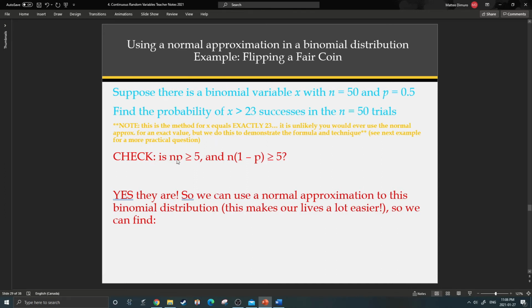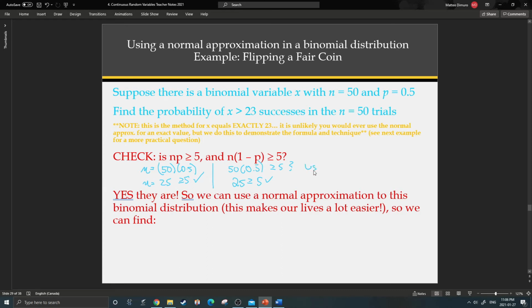So we need to check these things right here. Is n times p greater than or equal to 5? Well, n is 50, and p is 0.5. So when you go 50 times 0.5, remember that's mu, well, you get 25. And that's greater than or equal to 5. So you put a check mark, so you pass that check. You also must pass this check. So is 50 times 1 minus p, so that's still 0.5, greater than or equal to 5? Well, yeah, it is. You get 25 again.